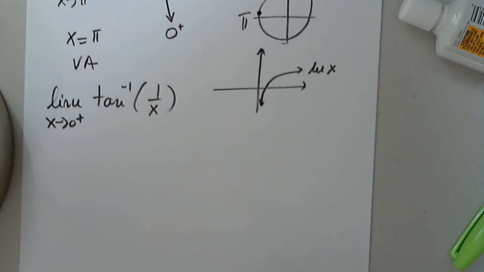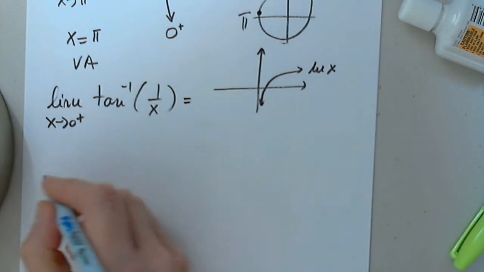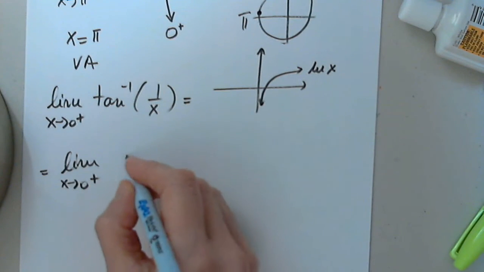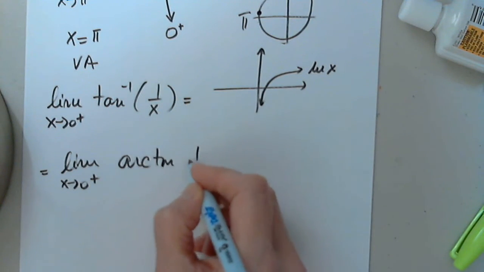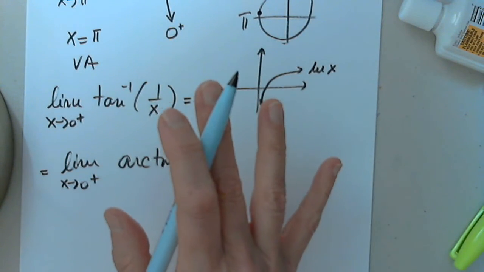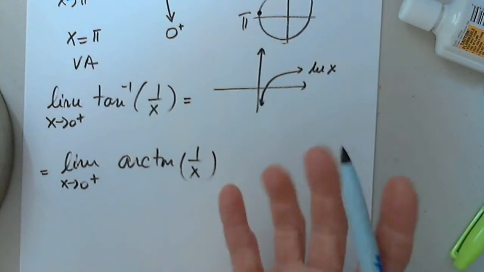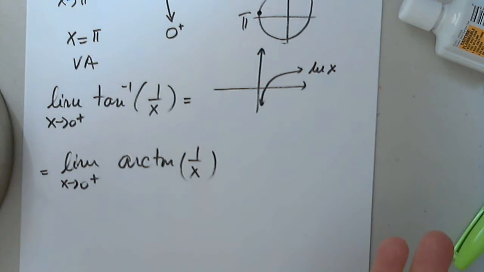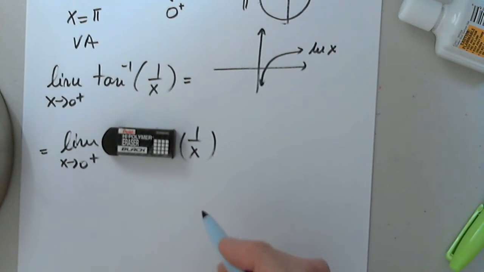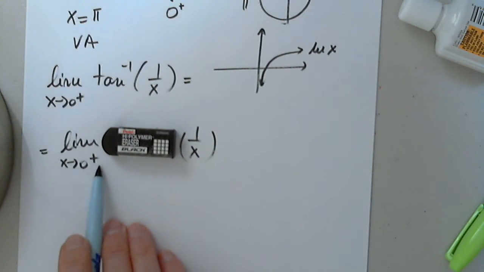Okay, maybe not. So I prefer limit as x approaches 0 from the right of arctangent of 1 over x. I don't like this notation. It's confusing to some, but arctangent is clear, being the inverse function of tangent. We have to start from the innermost function. x approaches 0 from the right.